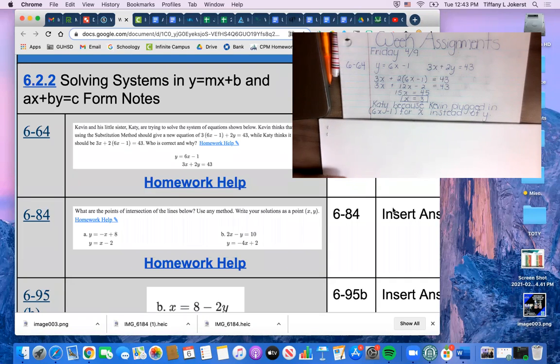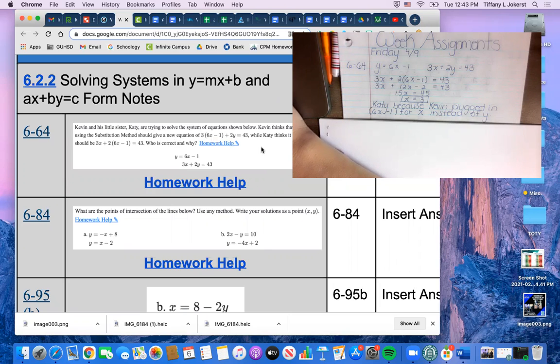Okay, so now we're going to go over today's work or homework, and I'm going to start with 6-64. In this first one, it's an error analysis. It's basically asking, is Katie correct or is Kevin correct?